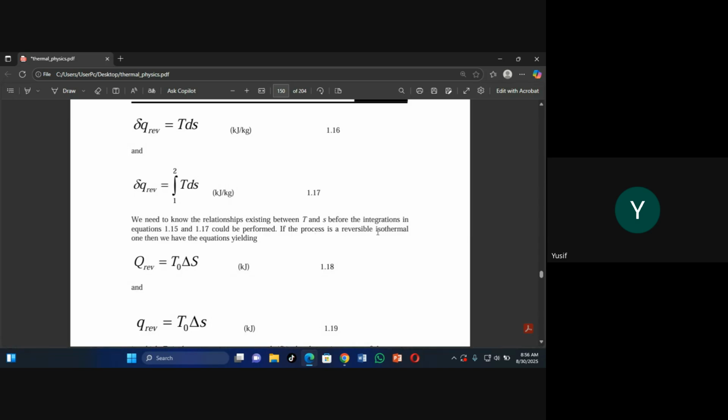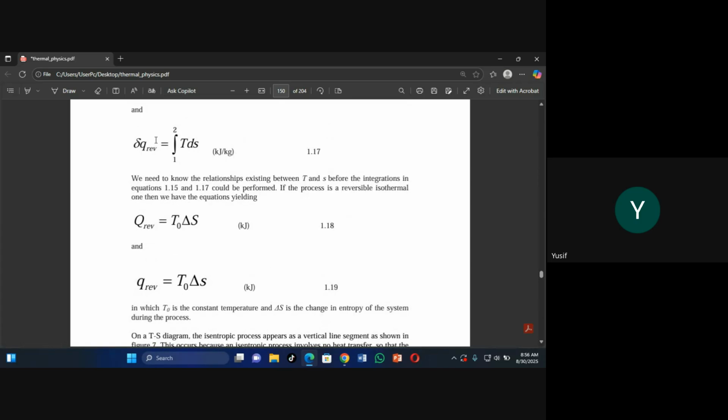If the process is a reversible isothermal process, then we have the equations yielding Q reversible equal to T naught change in S, and that of 1.16, the entropy, as q reversible equal to T naught change in s.